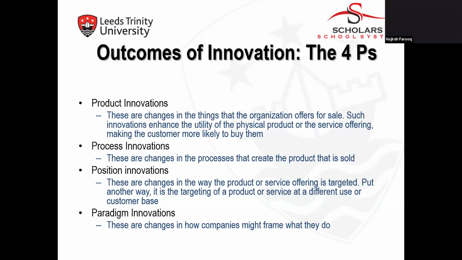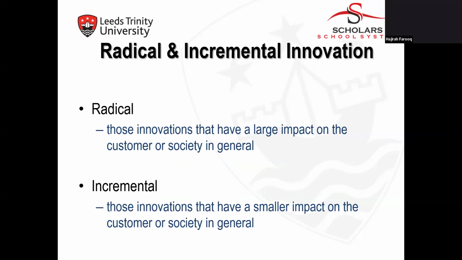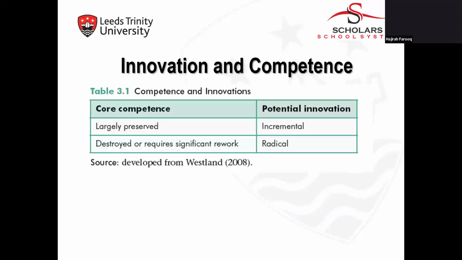These are the changes in how companies might frame what they do. Then there is radical and incremental innovation. Radical innovations are those that have a large impact on customers or society in general. And the incremental ones are those innovations that have a smaller impact on the customer or society in general. Then we moved on to discuss innovation and competence. If the core competence is largely preserved, then the potential innovation is incremental. And if the core competence is destroyed or requires significant rework, then the potential innovation is radical.